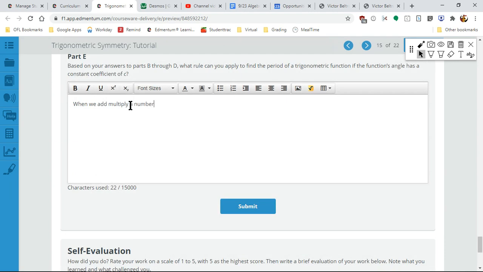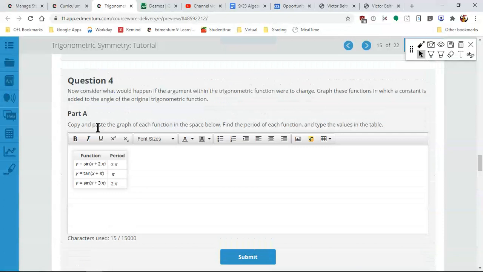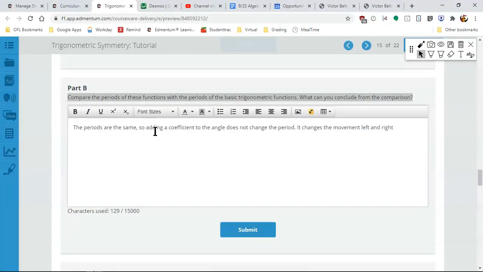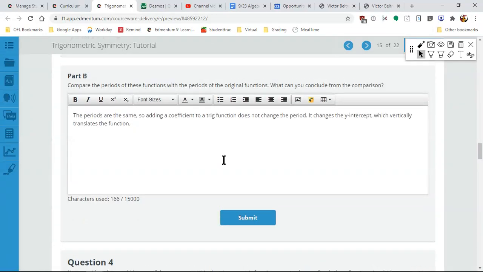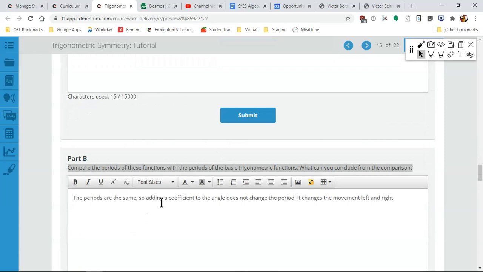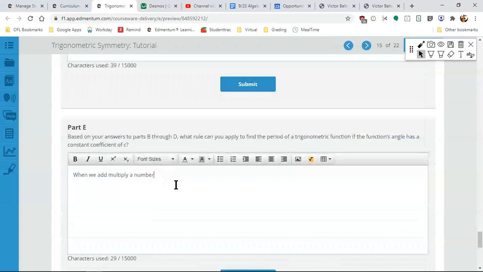And just in case you guys didn't catch that, sorry, I did it really fast. This one was supposed to be adding for question 4, part B, when we're adding a coefficient. I don't know why I put multiplying. I think I forgot to change it. This is to the function. This one's to the angle. So when we multiply a number to the angle, it divides the period by that number.